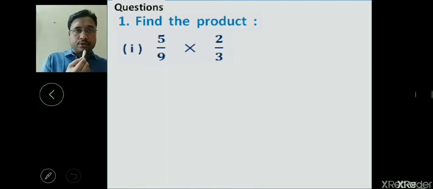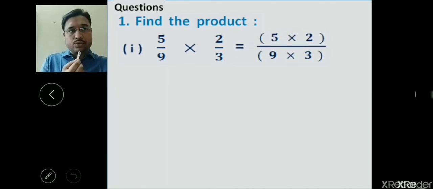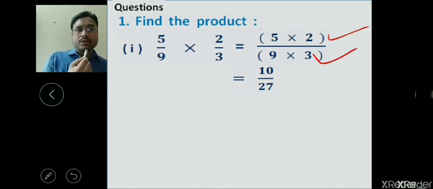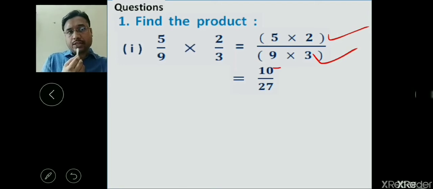The numerators of both the numbers multiply. First you will do 5 into 2, and downside you will write the product of denominators, that is 9 into 3. So this will come 5 into 2, 10, by 9 into 3, 27. So in the product, at the place of the denominator you will write the product of denominators, and at the place of the numerator you will write the product of numerators. So 5 into 2 is 10 and 9 into 3 is 27.